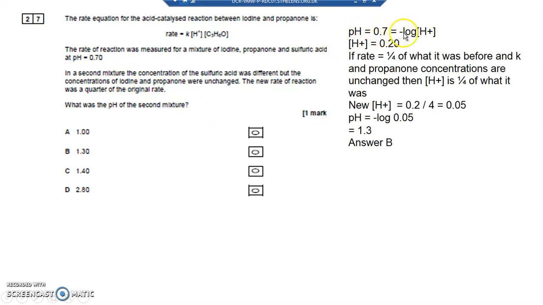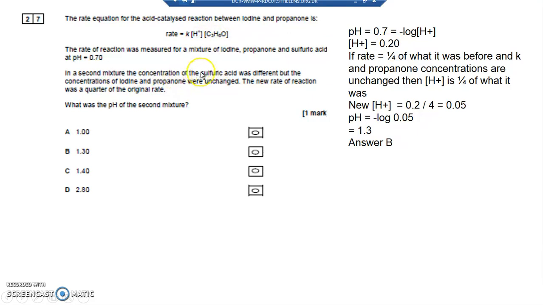pH is 0.7, which is minus log to the base 10 of the hydrogen ion concentration. So what I do is I reverse both signs, so minus 0.7 is plus log hydrogen ion concentration, and then I do an inverse log to get rid of the log. So minus 0.7 is log of H+ concentration, and then do an inverse log or a shift log, depending on your calculator, of minus 0.7, and the H+ concentration will come out as 0.2.